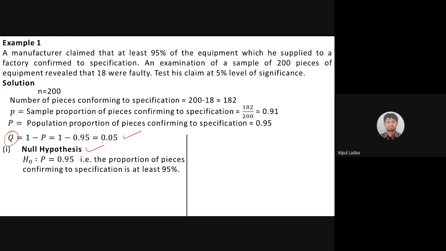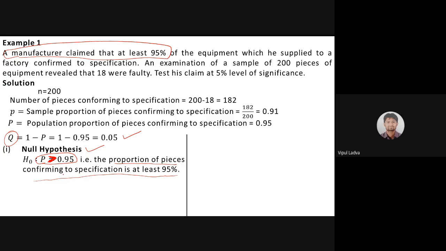What is the null hypothesis? We need to set the null hypothesis which is provided in the data. The manufacturer claims that at least 95%. So we are setting P is equal to 95%. The proportion of the pieces conforming to the specification is at least 95%. At least, I can set this P is greater than 0.95. Even I can set P is greater than 0.95. So this is my null hypothesis, P is greater than 0.95.